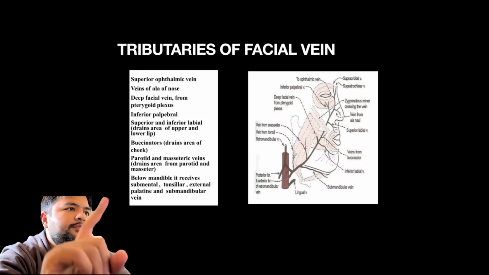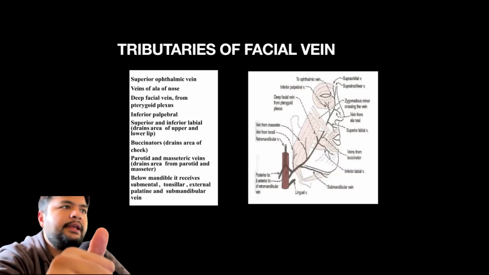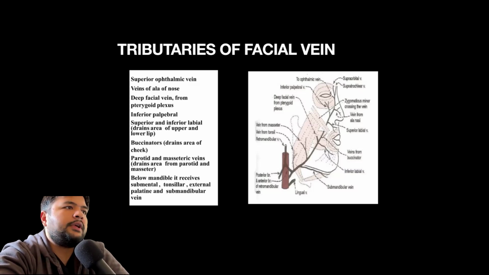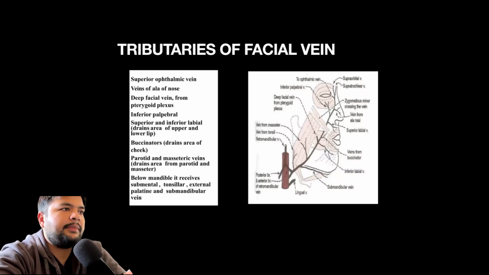First comes the superior ophthalmic vein, then veins of the ala of the nose, then the deep facial vein from the pterygoid plexus, then the inferior palpebral vein, superior and inferior labial veins, buccinator veins, and parotid and masseteric veins. And below the mandible, it receives the submental, tonsillar, external palatine, and some mandibular veins.